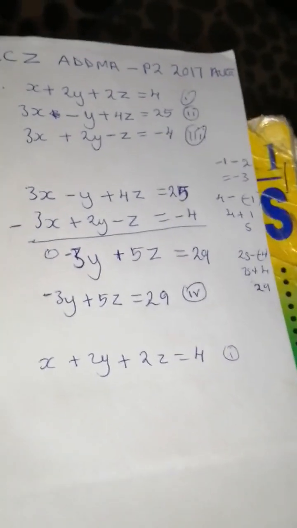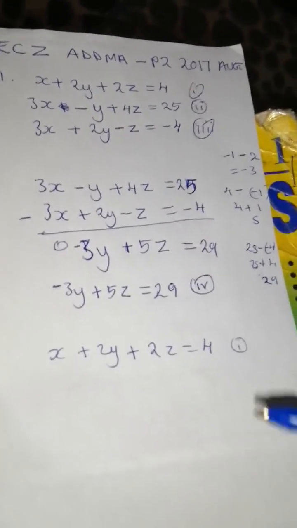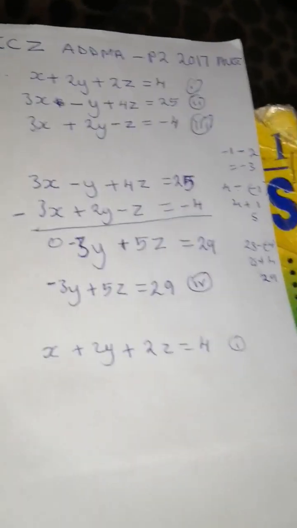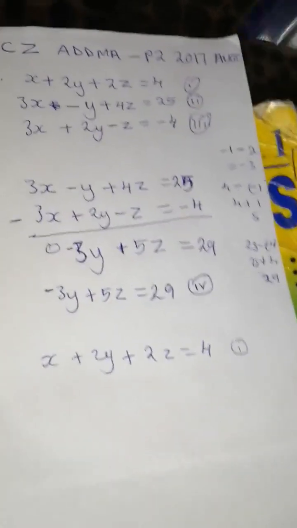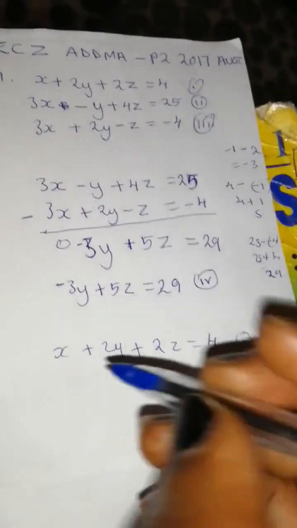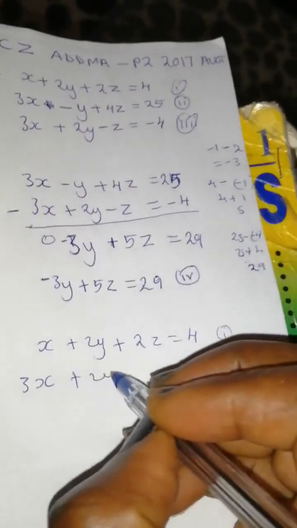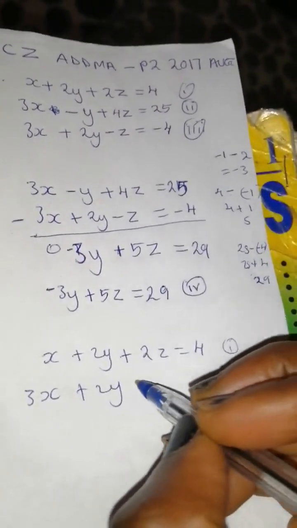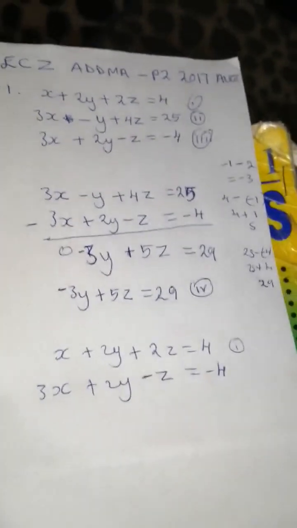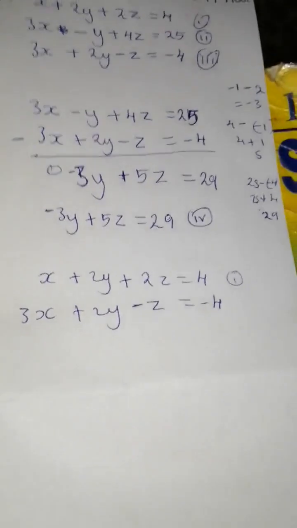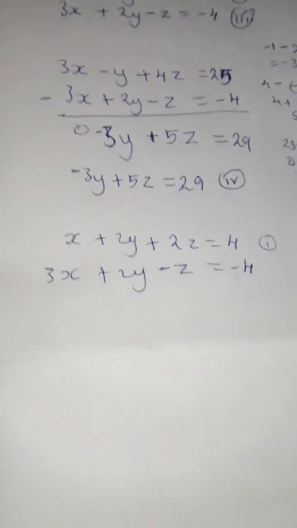I can deal with it with equation 3, or you can deal with it with equation 2. It's okay. Let me get equation 3. I have 3x plus 2y minus z equals negative 4. Okay, so here my aim is to eliminate x.